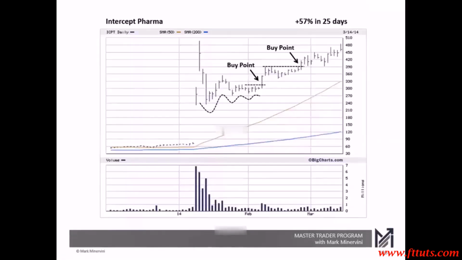Here's another one, ICPT, this comes out here. Now you see, again, you get this low cheat right here, but it's all part of a much larger base. You have a perfect VCP right here. This buy point is great. This stock went up in just 25 days, almost 60%, but you got those 2 buy points.